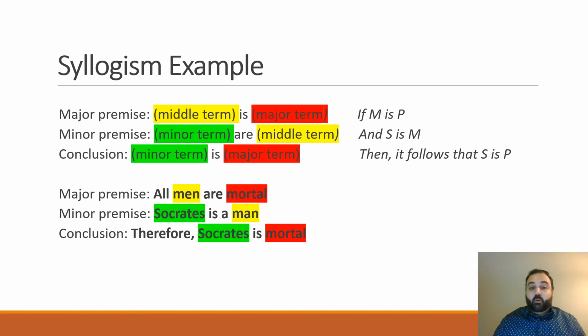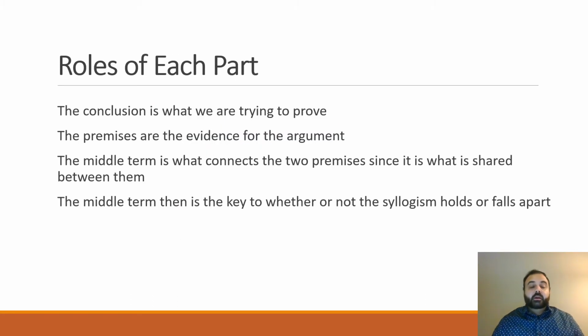So remember that order. Middle term and major term together form the major premise. Minor term and middle term together form the minor premise. Middle term is not in the conclusion. The subject of the conclusion is the minor term. The predicate of the conclusion is the major term. The conclusion is ultimately what you're trying to prove.